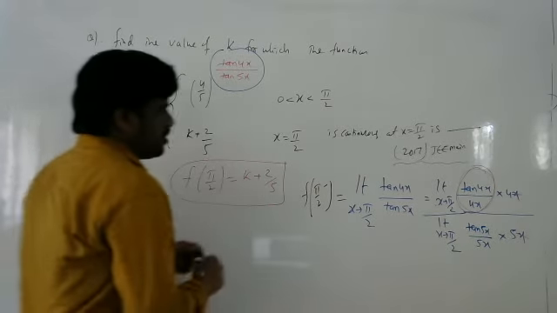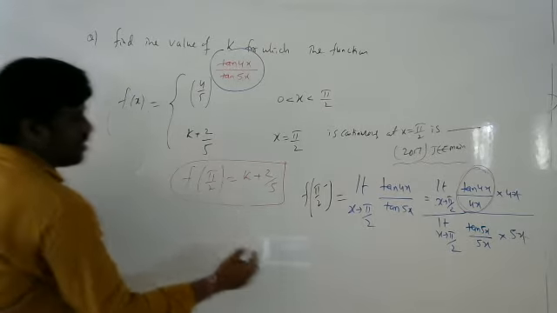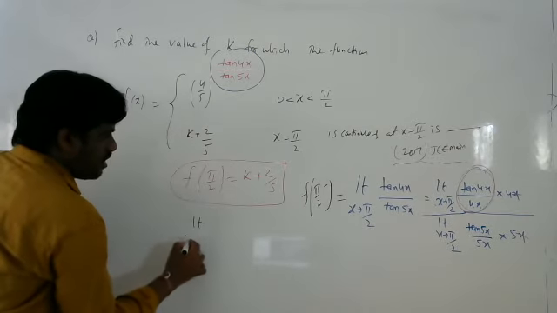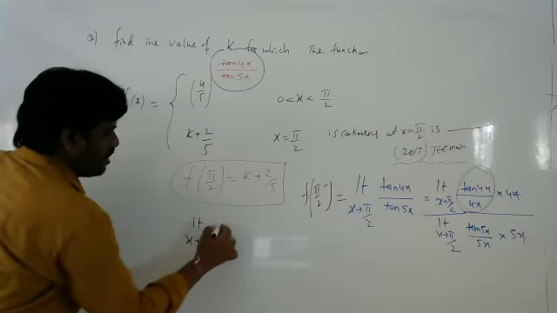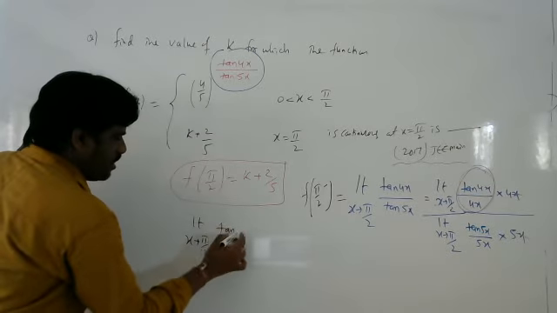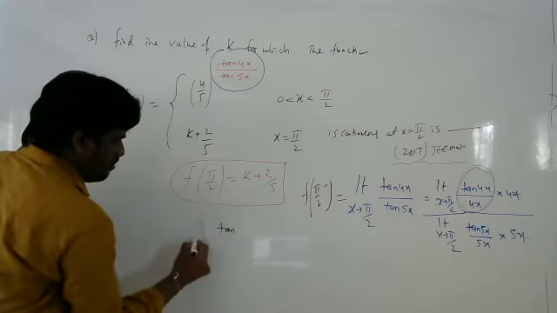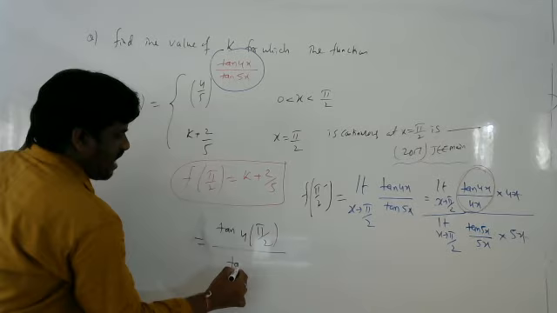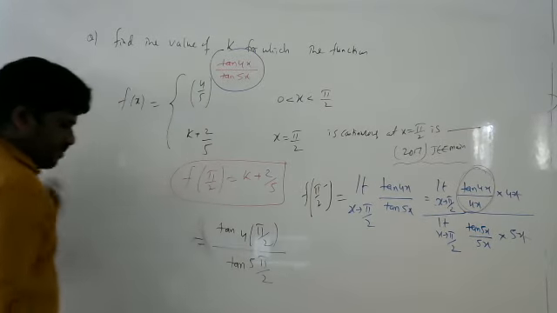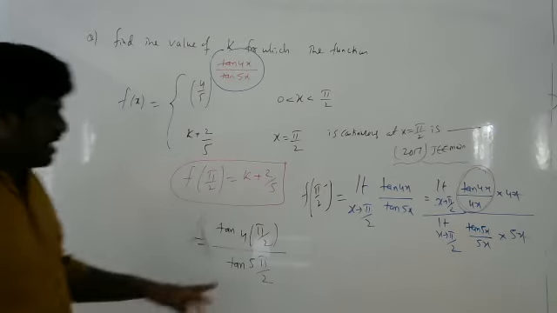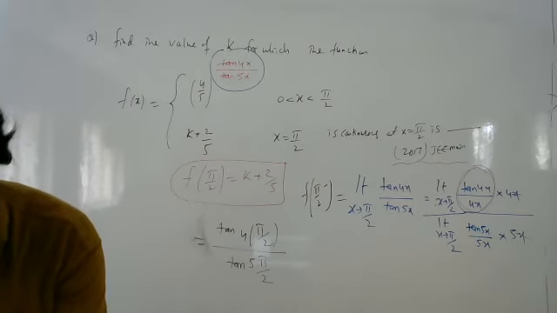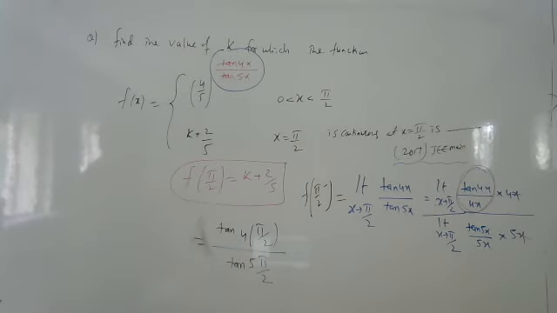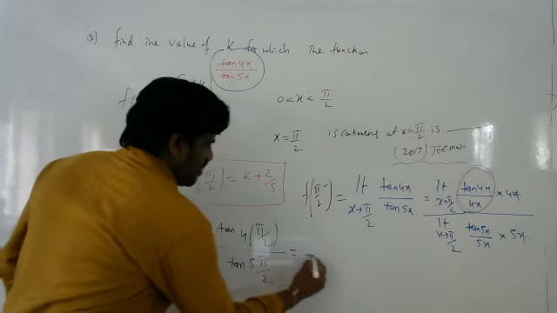See, you do not understand. I will tell you, listen here. Just wait. I'll say this is limit x tending to pi by 2. I will substitute the limit directly: tan 4 into pi by 2 divided by tan 5 into pi by 2. Tan of an odd multiple of pi by 2, the answer is how much? Infinity, correct. This is infinity.